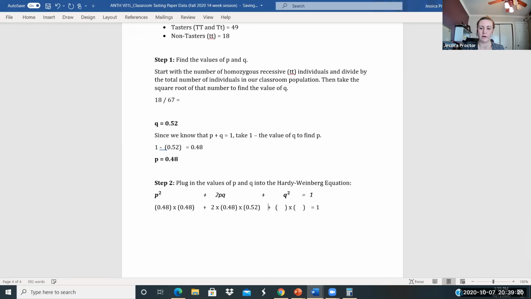Okay, and then the last part of our equation is Q squared. So we're going to take the value of Q, which is 0.52, and plug it in twice.